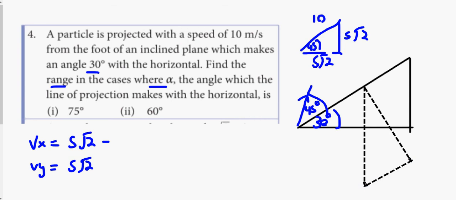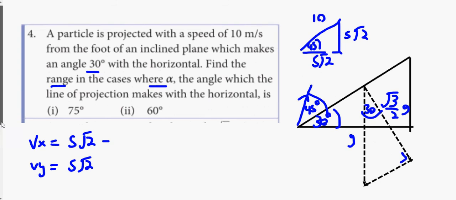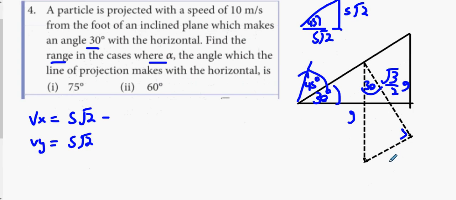Now, the hypotenuse is g. That's 90 degrees. The angle is 30. So we need to know what g cos 30 is. Anyone know what g cos 30 is? Root 3 over 2 g. Okay. Does anyone know what g sine theta is? Half g.